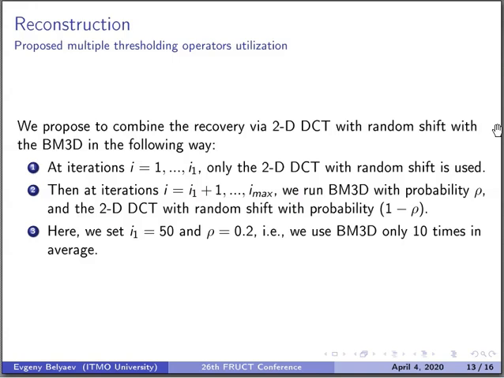In order to achieve a good balance between the complexity and the quality of reconstruction, in this work we propose to combine the recovery based on 2D DCT with random shift and BM3D. During the first I1 iterations, only 2D DCT with random shift is used. At the remaining iterations, we run BM3D with probability rho and 2D DCT with random shift with probability 1 minus rho. For our experiments, we set I1 = 50 and rho = 0.2. In other words, we use BM3D only 10 times on average.